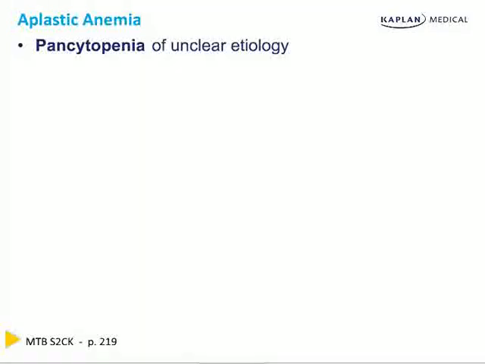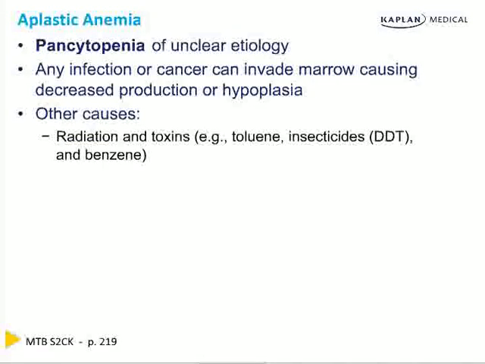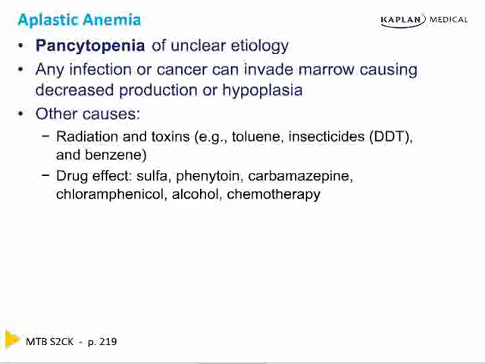So this next thing says you must know that any infection or cancer can invade the marrow and cause decreased production or hypoplasia of the marrow. That pancytopenia can be from radiation or toxins shutting down the marrow: toluene, insecticides, benzene. It's the direct effect of sulfa drugs. Phenytoin causes folic acid deficiency and can also shut it down. Carbamazepine, chloramphenicol exists only as a cause of board questions and pancytopenia.